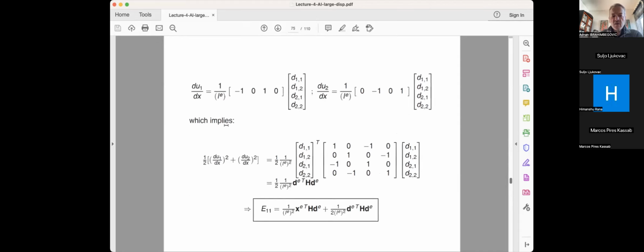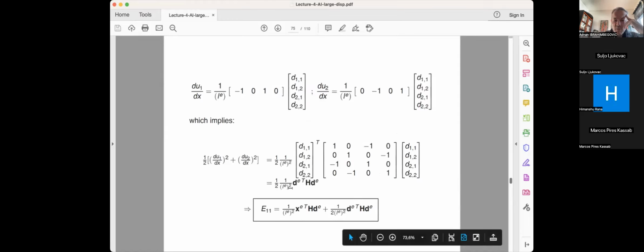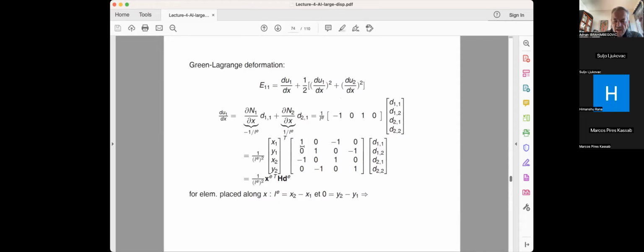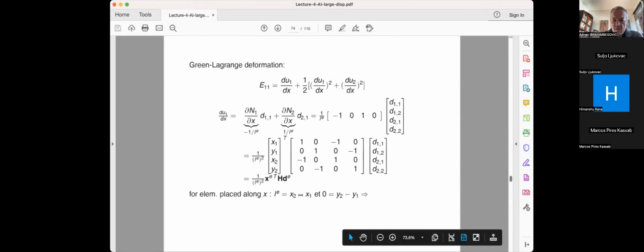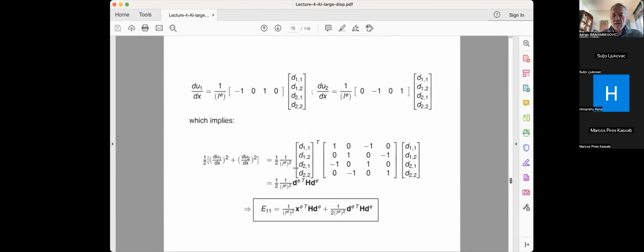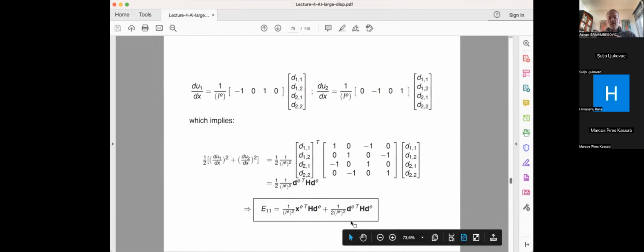So then I can compute this value written this way, and putting these two together, I obtain something like 1/2 d_E transpose H times d_E. So here you know that you have only X, and here you have a d on both sides of a quadratic term. So when these two results are added together, the first one being 1/LE squared x_E transpose H d_E, and the second one being 1/2 LE squared divided by LE squared d transpose H d_E, I have my final interpolation for the Green-Lagrange strain.